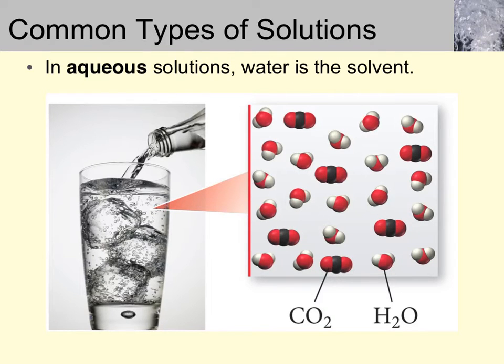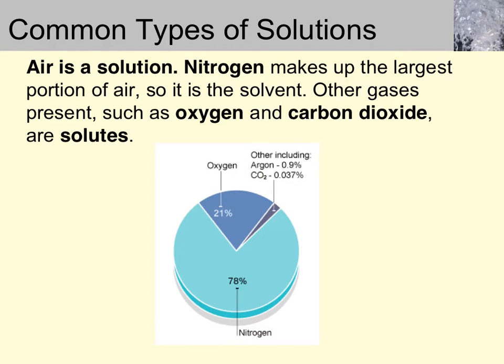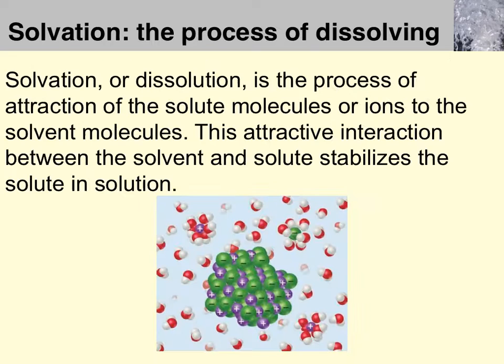Okay, again, we're still talking about terminology, so if you read or hear the term aqueous solution, it implies that water is the solvent, and that's true of a lot of solutions we'll talk about. And as I said a few minutes ago, air is actually a solution. Nitrogen makes up by far the bulk of air, so nitrogen is the solvent in the solution of air. And you can have more than one solute, okay? Oxygen, CO2, etc. All of those are solutes in the solution of air.